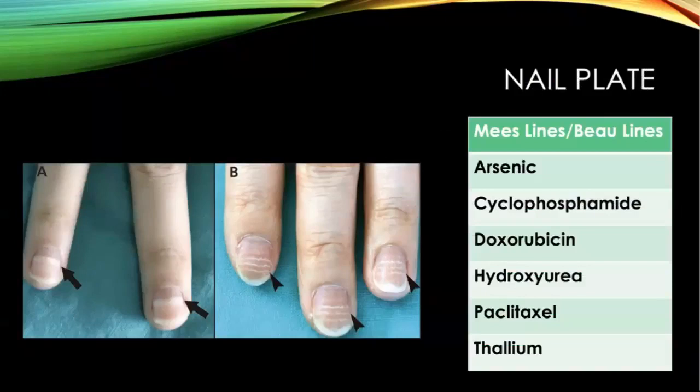Now, because the nail growth is stable, location of the abnormality in the plate can actually predict the timing of exposure. So Mees lines are depicted here on this side, which are white and they're not grooved. And these are called Beau lines, which are deep grooves within the nail plate. And you can see I've listed some examples of drugs that are associated with both Mees lines and Beau lines.